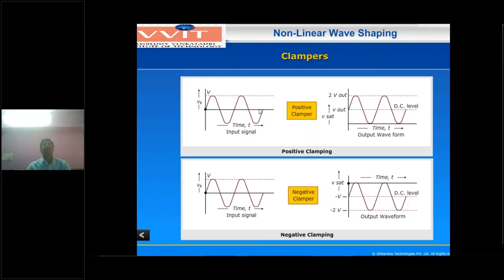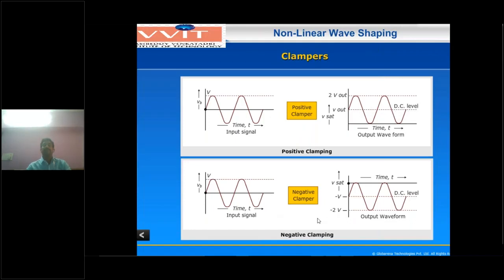Here the important point is that the wave shape in the clamping circuits will not change. The only change is the addition of DC voltage. The input waveform's peak to peak value is 2V. Here also the peak to peak value of the output waveform of the clamping circuit will be 2V. That is no change. The only change is the DC voltage level.